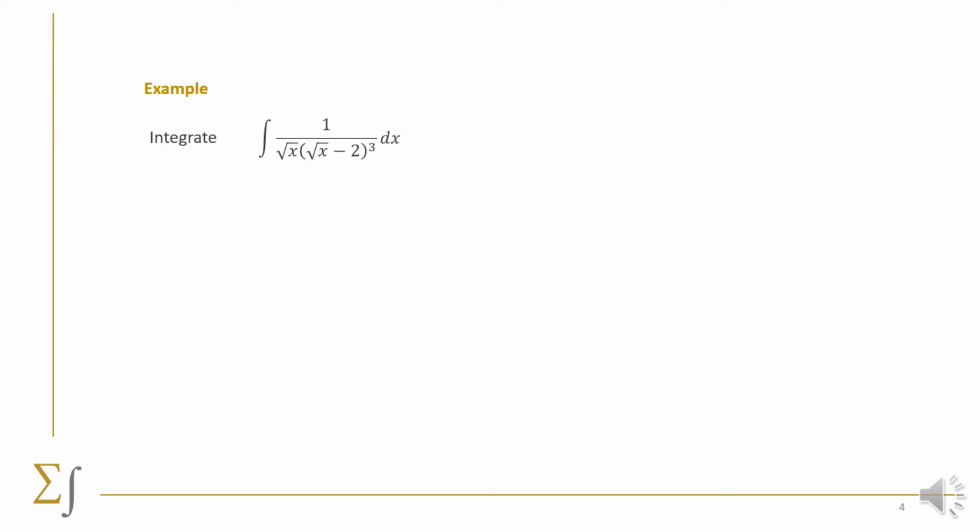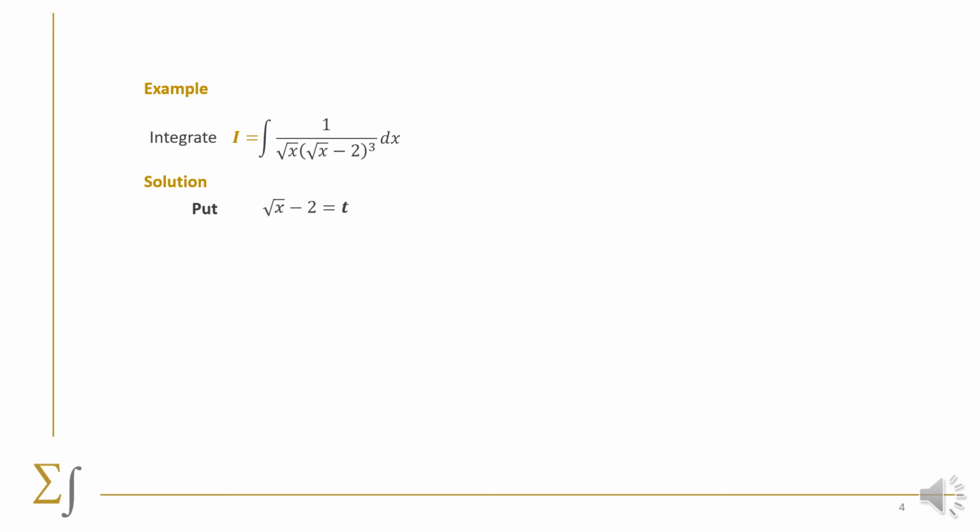Integrate 1 over square root of x times square root of x minus 2 all cubed with respect to x. We start our solution putting the whole integral as I equals the integral of 1 over square root of x times square root of x minus 2 all cubed dx. I will take the square root of x minus 2 in the denominator and I will put it equal to t. I'll make the substitution.